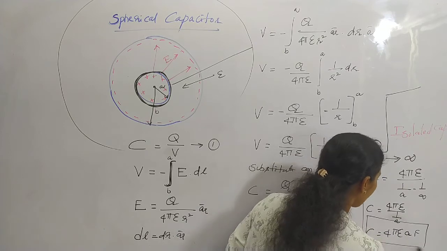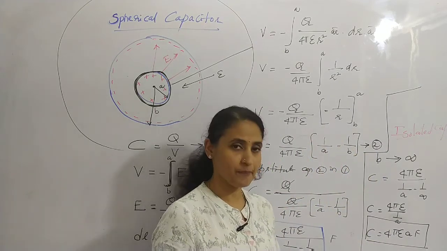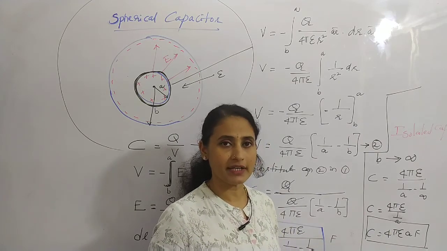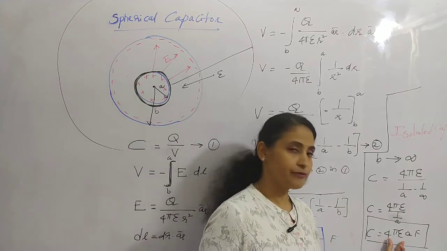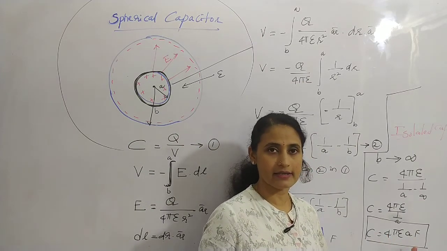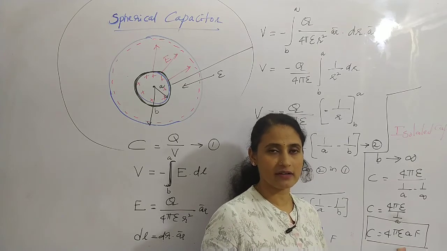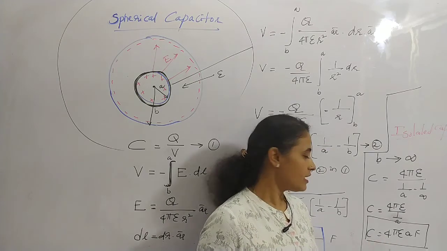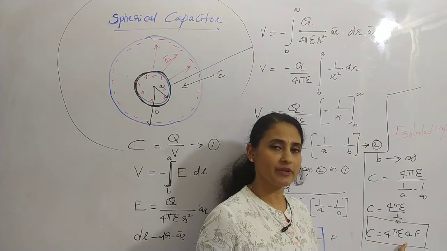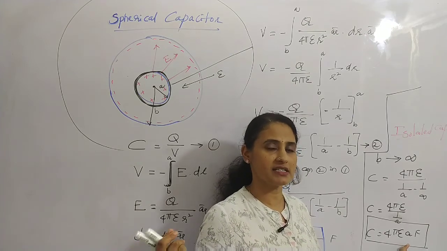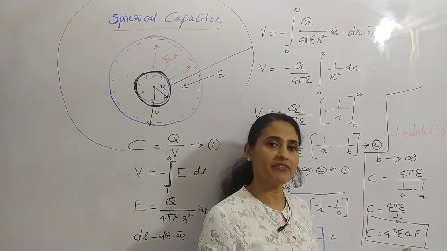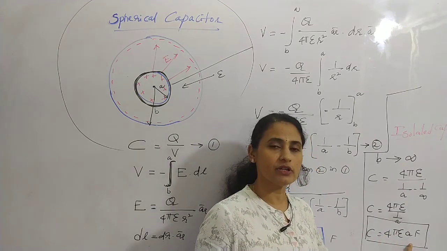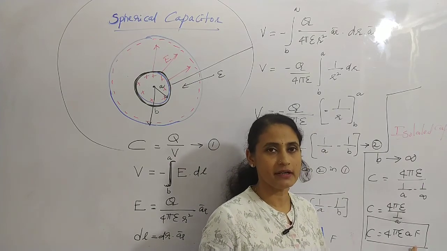This is the capacitance of an isolated capacitor. If you have a single capacitor, we can call it an isolated capacitor. For the isolated capacitor, the capacitance is 4 pi epsilon A, where A is the radius of the single sphere. The capacitance C is directly proportional to the medium, even though the second capacitor is at infinite distance, and also directly proportional to the radius of the single isolated capacitor.